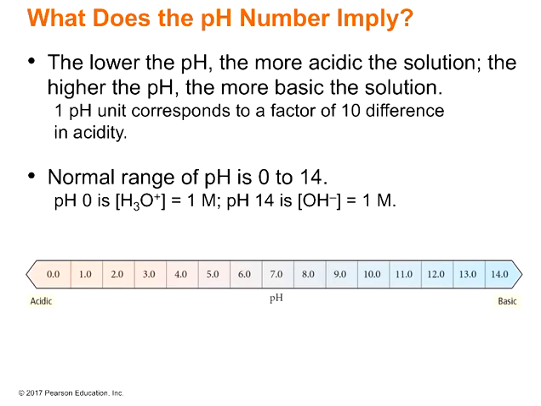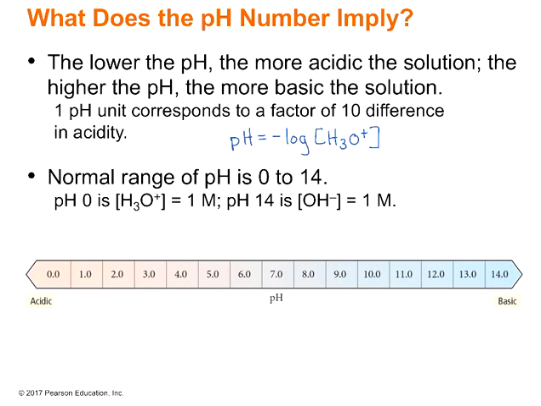So what does the pH number imply? This number tells us that the lower the pH value, the more acidic the solution. And then the higher the pH value, the more basic the solution. Because we're using a logarithmic scale here, so remember pH is equal to the negative log of the concentration of hydronium ions, 1 pH unit corresponds to a factor of 10 in the concentration difference.